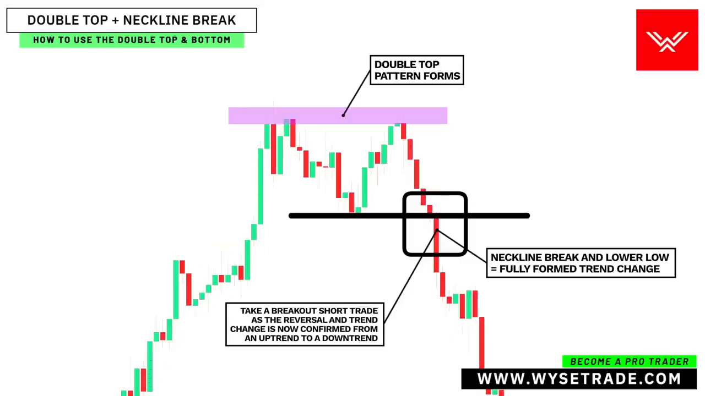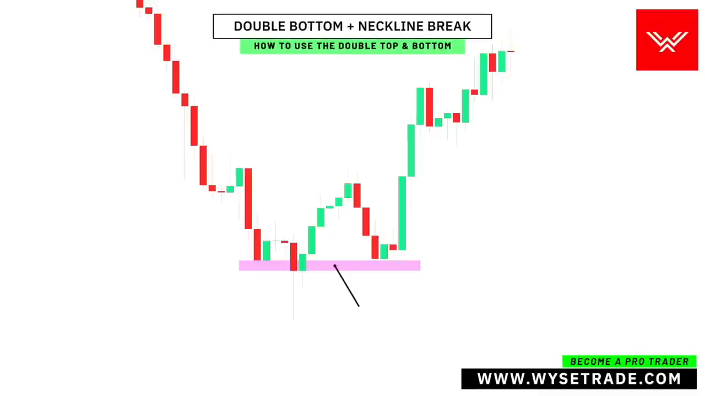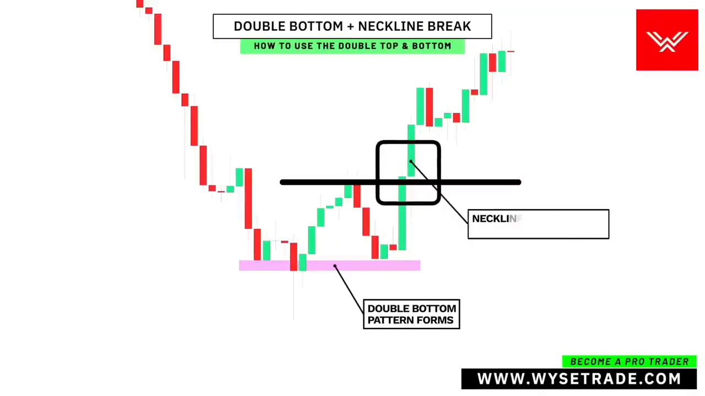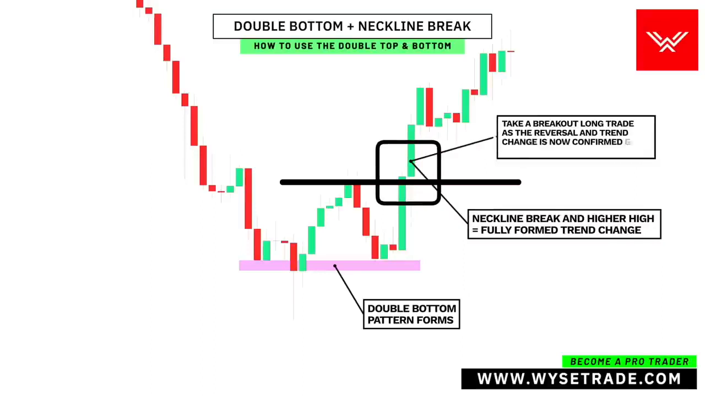Going the other way, you have your double bottom pattern that forms. This reversal point between gives you your neckline. Once price breaks the neckline and makes a higher high, you have a fully formed trend change. You would then take a breakout entry long after the neckline break, as the reversal and trend change is now confirmed from a downtrend to an uptrend.